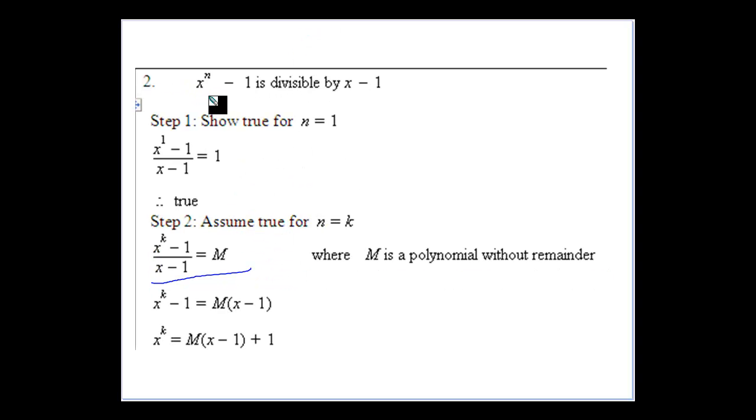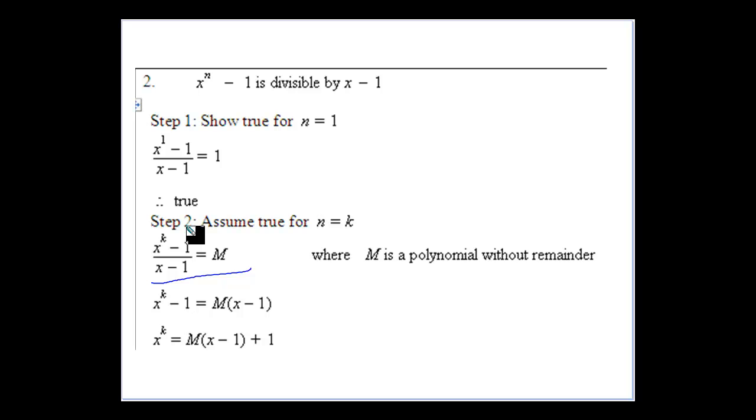So number 2, x^n minus 1 is divisible by x minus 1. So if we show true again for n equal to 1, x^1 minus 1 over x minus 1 gives us 1. That's true, that's divisible. Assume it's true for n equal to k, so we do our assumption step again.